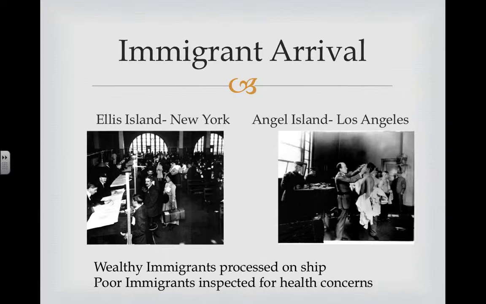So Ellis Island is an island in New York. Angel Island is an island in Los Angeles. So people that came across the Atlantic Ocean stopped at Ellis Island. People that came across the Pacific Ocean stopped at Angel Island. And this is where essentially immigrants were processed.